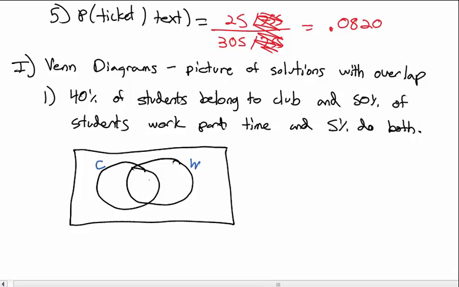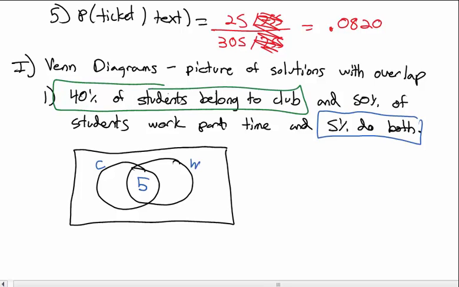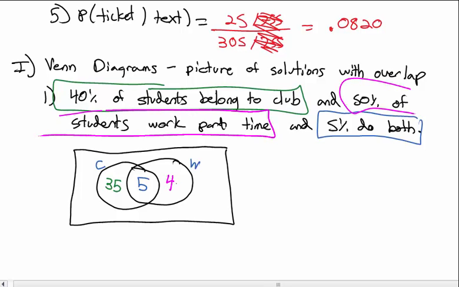What's important is we have 5% who do both. So we've got 5% in the middle. On the left side, 40% belong to the club. But we've already got 5% of them accounted for. So there's 35% left that just do the club. Notice in the entire circle, including the overlap, you have 40%. Similarly, when we say 50% work part-time, we'll say 45% only work part-time because we have to subtract off the overlap of the 5%.